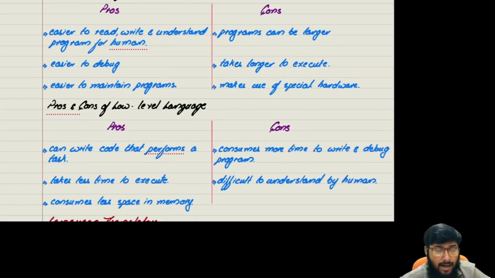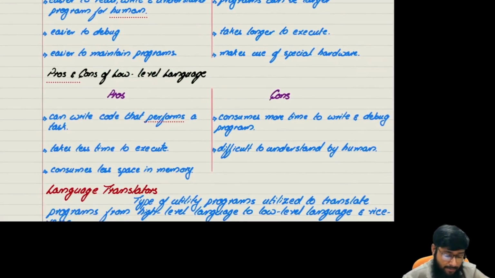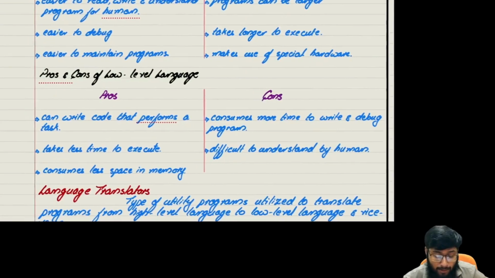Then come the advantages and disadvantages of a low level language, that means a machine understandable language. Obviously that will take less space. They will be quite a bit faster. The execution time will be quite less as compared to the high level language. So let's see what they are saying. Can write code that performs a task. Takes less time to execute. Consumes less space in memory because it is already written in binary language, so you do not need to convert it. So obviously less memory will be required.